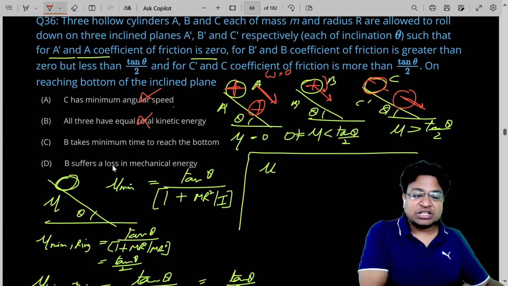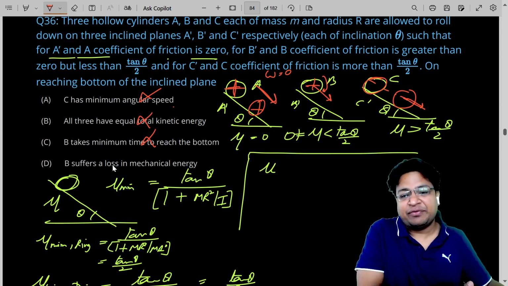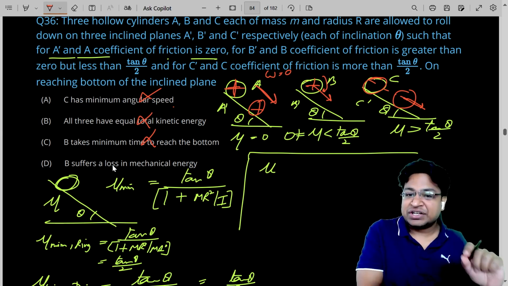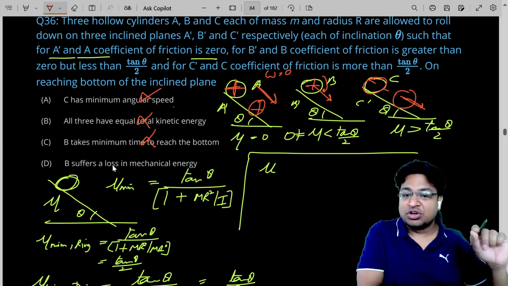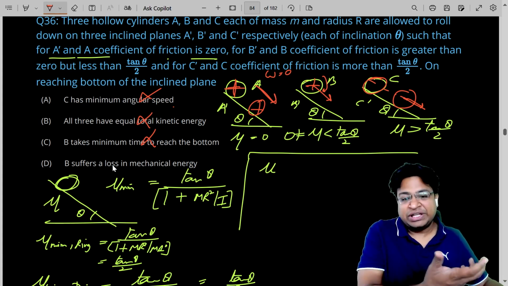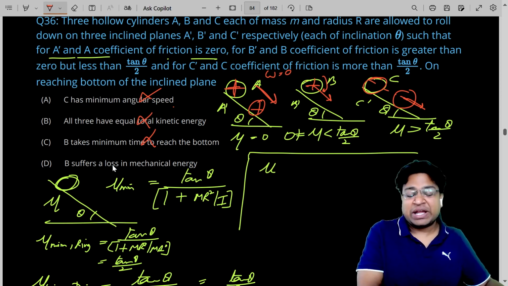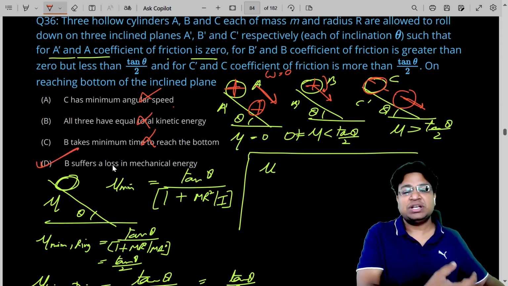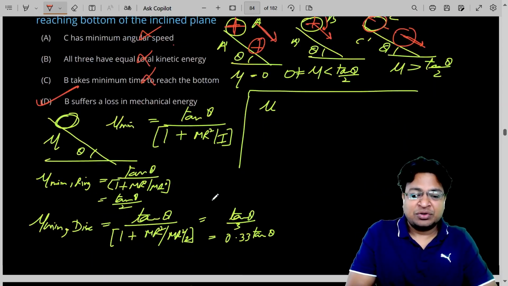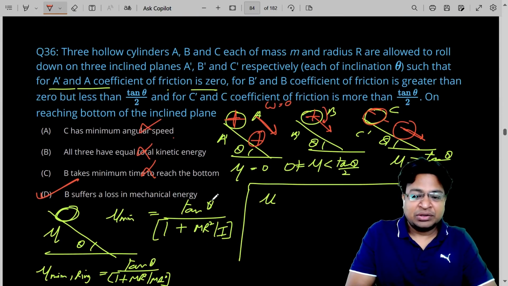B takes minimum time to reach. Again, this is wrong. Why? See, A doesn't have any upward force, so A will reach in the least time. B and C both have friction acting in the upward direction, which will slow them down. So A will reach in the minimum time. So this is again wrong. So D has to be correct. B suffers a loss in mechanical energy. Yes, we know that because B is undergoing slipping, and therefore there would be loss of energy. So D option is the correct one.